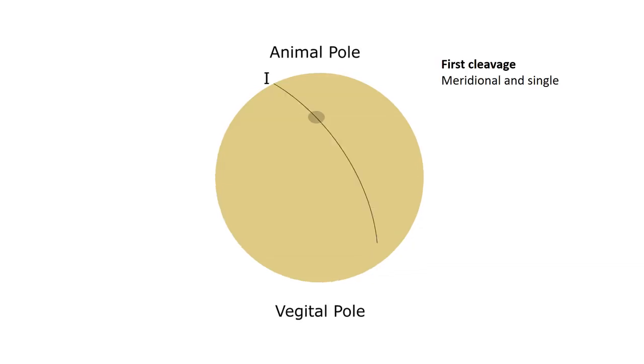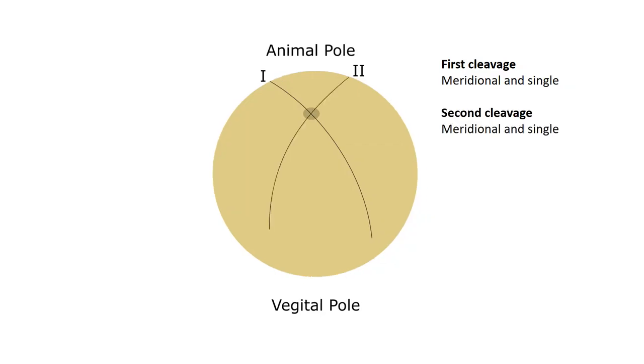The first cleavage is meridional and single. Meridional means vertical. There is only one cleavage plane which passes through the egg. It divides egg into two hemispheres. The other thing which I have not drawn is the first cleavage plane invariably bisects through an area called as the gray crescent area.